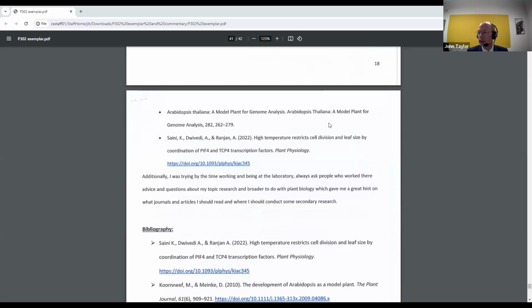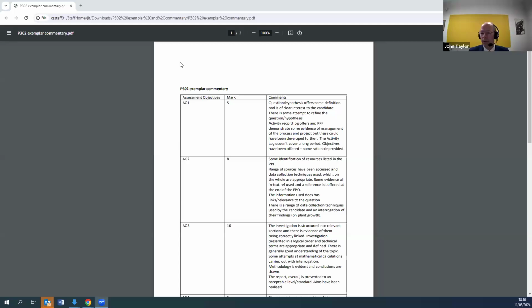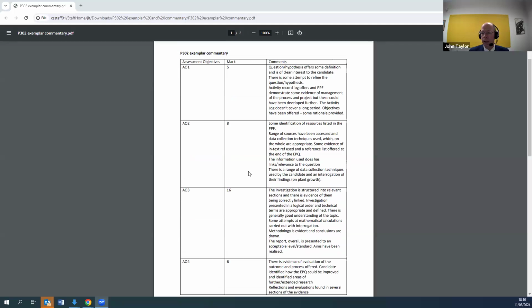So this scored, I'll try again and see if I can get this screen to show. This scored largely in mark band 2 rather than mark band 3. So we're looking at reasonable development rather than really good development in the different areas. Have we got the marks and the commentary on screen now, Rachel? Yes, showing perfectly.